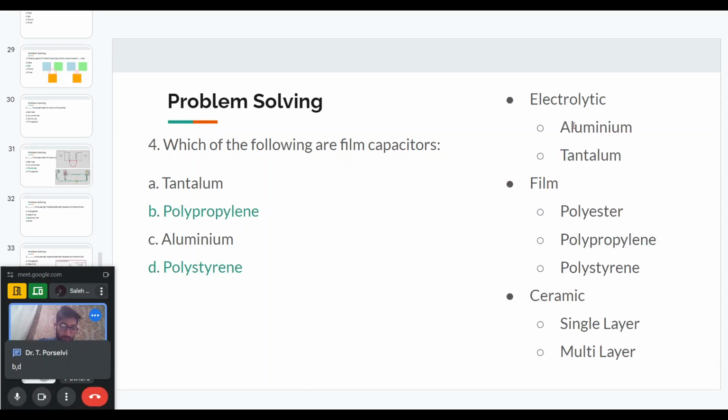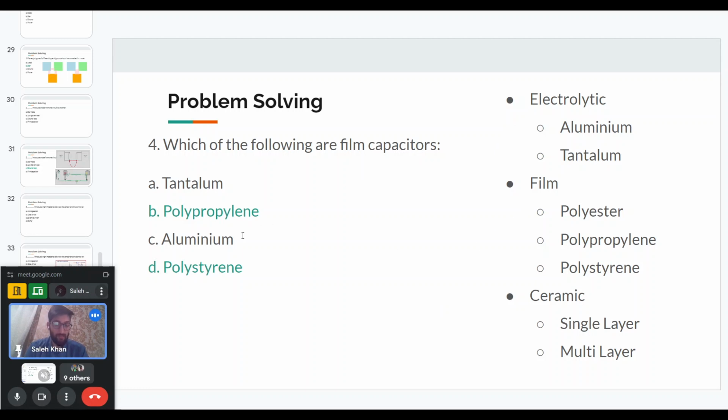What was mentioned in the course was that the electrolytic capacitors can be of two types, aluminum or tantalum. Film capacitors can have these three types. They actually can have more, but these three were mentioned in the course: polyester, polypropylene, or polystyrene. And ceramic capacitors can have single layer or multi-layer. So these are the different types of capacitors.